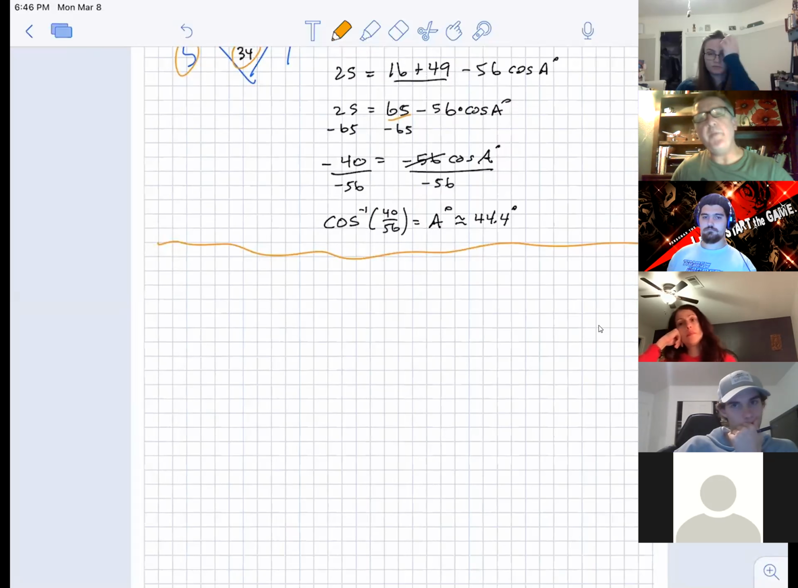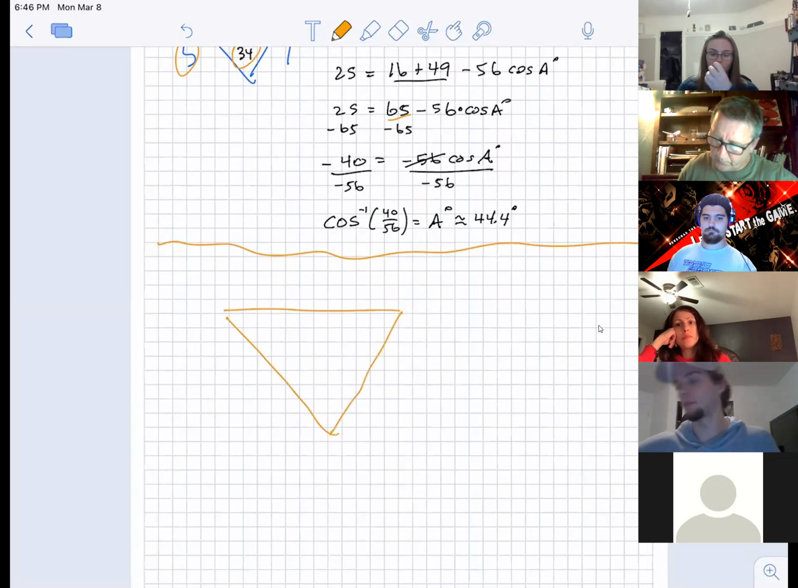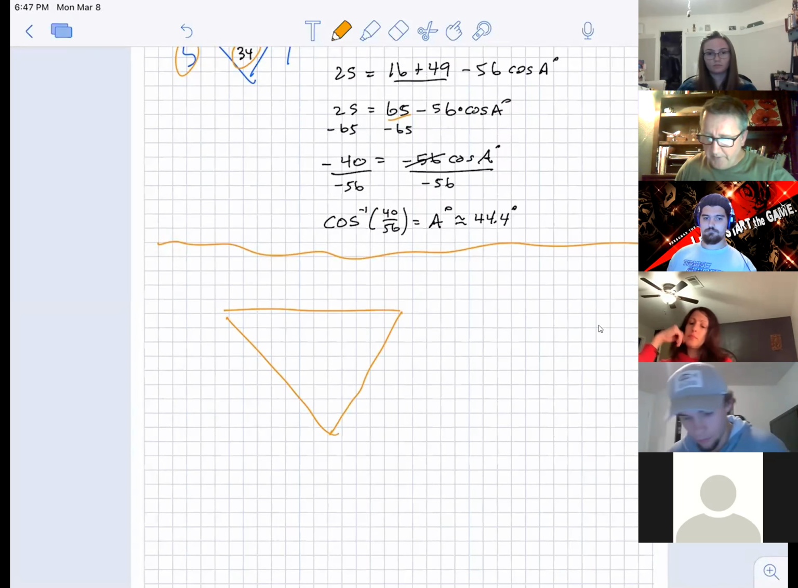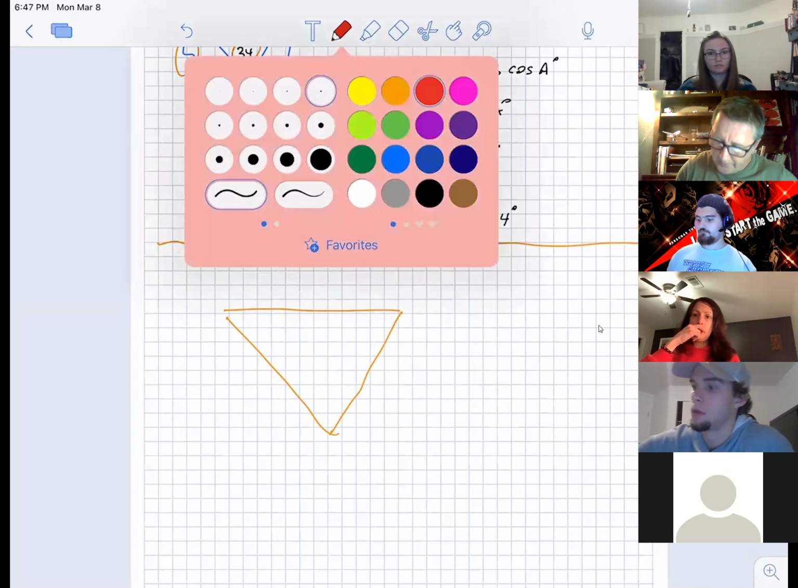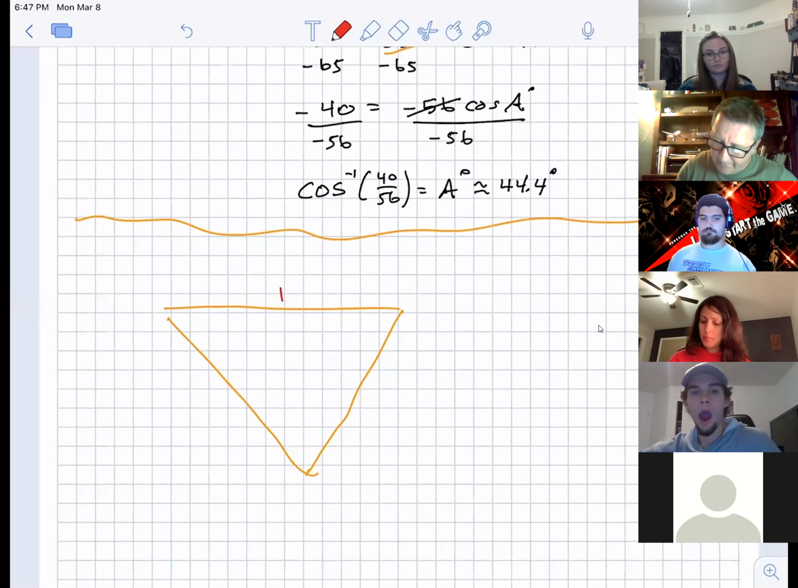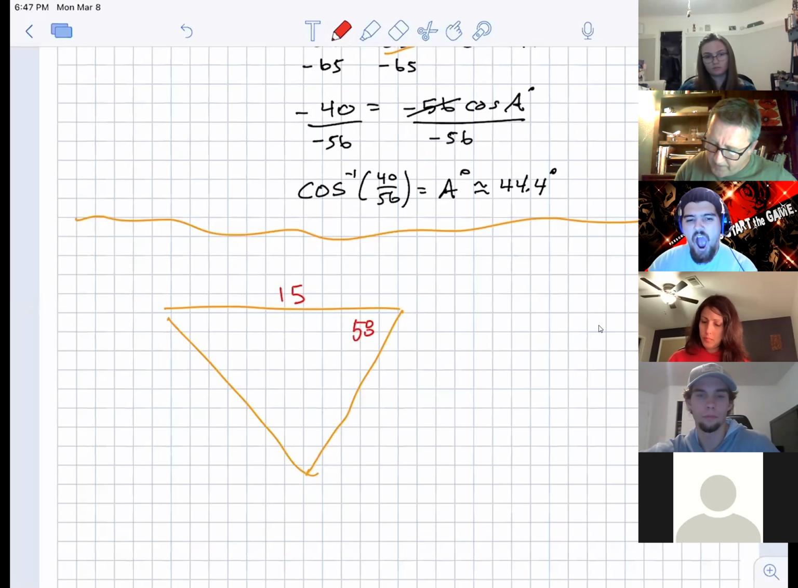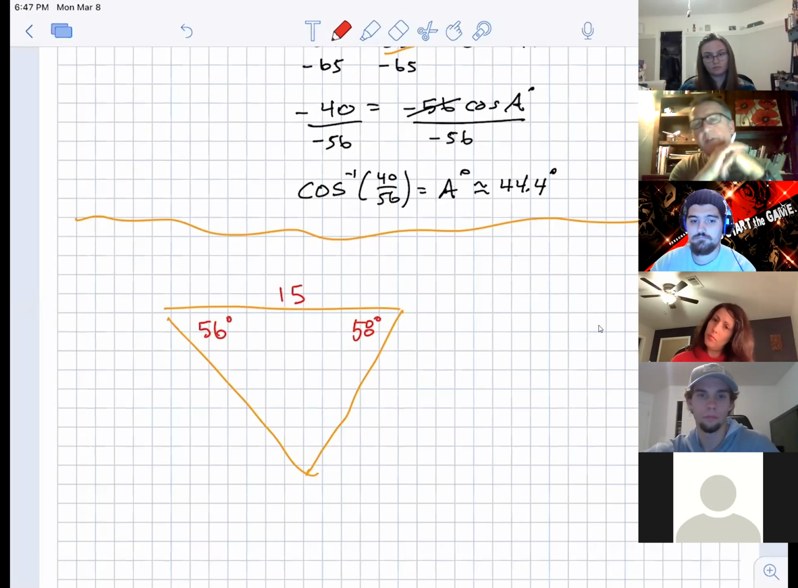Let's see. So I'm going to make up a problem that law of cosines won't work for. Let me think about this here for a second. What if I told you that this side was 15 and these two angles look about the same, but I'll just make them slightly different. Say this one's 58 degrees and this one's a little smaller, 56 degrees. Would you agree law of cosines won't work there? Why won't it work?